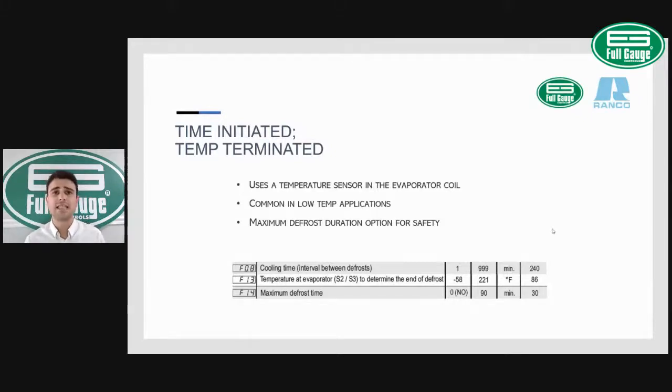This is a fairly simple defrost determination method. You only need 3 parameters to set this defrost. You need to set your cooling time, which will be your defrost frequency. Then you set your temperature to terminate the defrost cycle. And if that temperature cannot be reached, you have a maximum defrost duration for safety reasons. With only these 3 parameters, you can set an optimum defrost cycle.